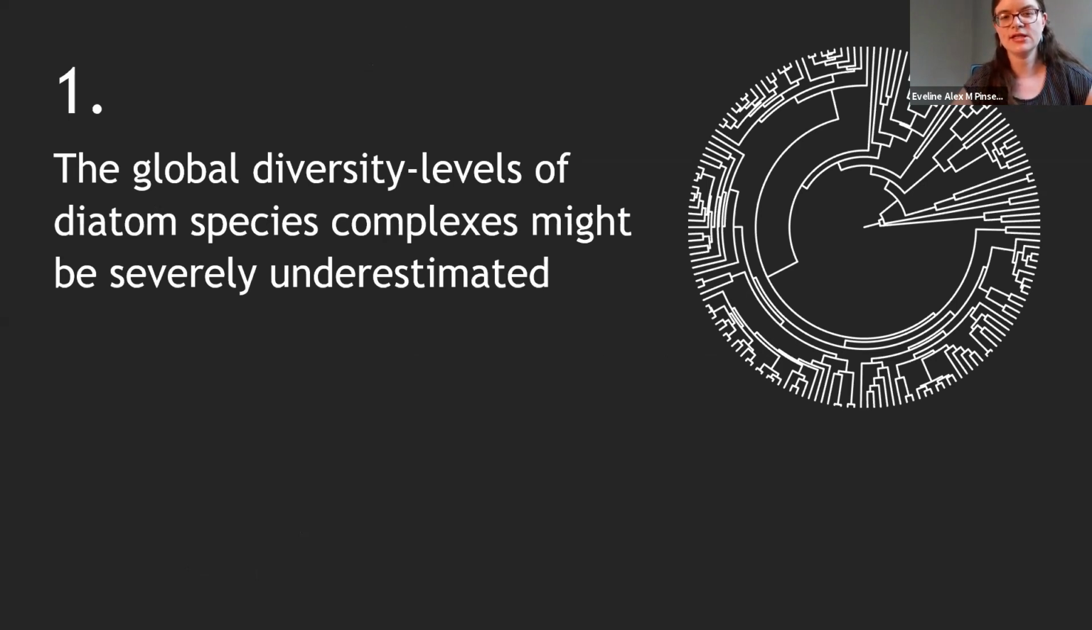is extremely diverse. Its diversity has been severely underestimated using morphological data. And it could very well be that we find very similar patterns for many other diatom species complexes as well. We know many other candidates out there for which research has been done, which suggests that probably we're talking about very similar diversity levels as Pinnularia borealis, if we would do the same scale of sampling.